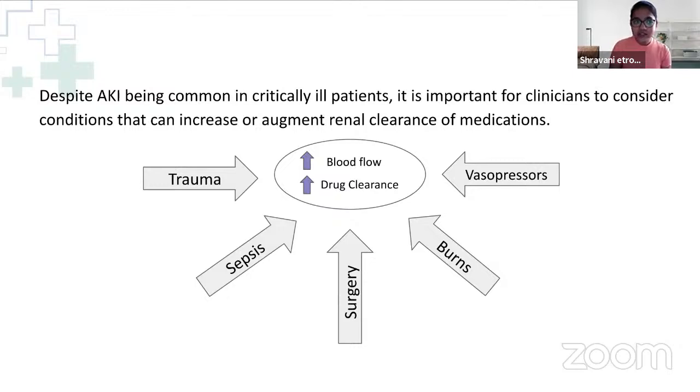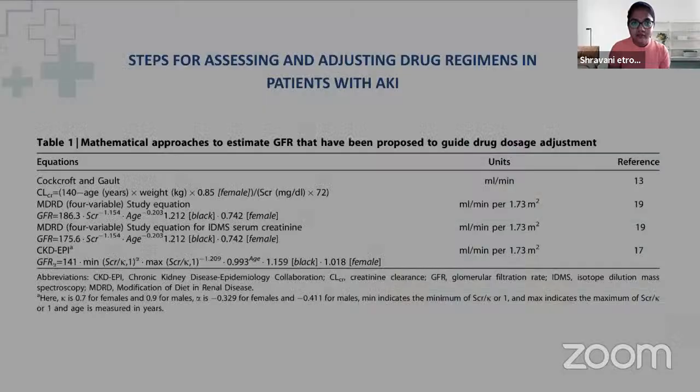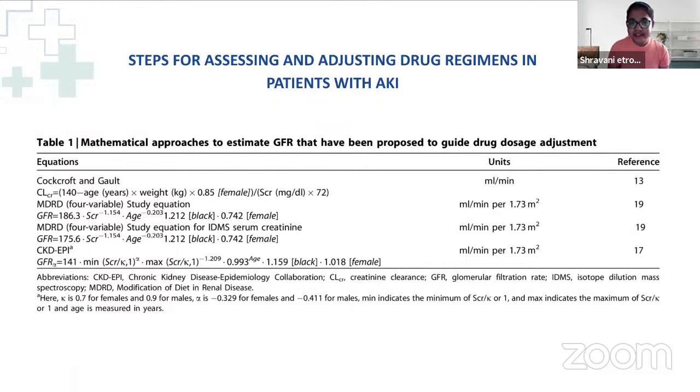Despite AKI being common in critically ill patients, it is important for clinicians to consider the conditions that can increase or augment the renal clearance of medications. So in case of trauma, sepsis, surgery, burns, and vasopressors, there is an increased blood flow, which means there is an increased clearance of drugs. There are different steps for assessing and adjusting the drug regimens in patients with AKI. We have the Cockcroft-Gault equation. We usually use the Cockcroft-Gault equation to calculate the creatinine clearance in any kind of patients and then adjust the dose according to that.